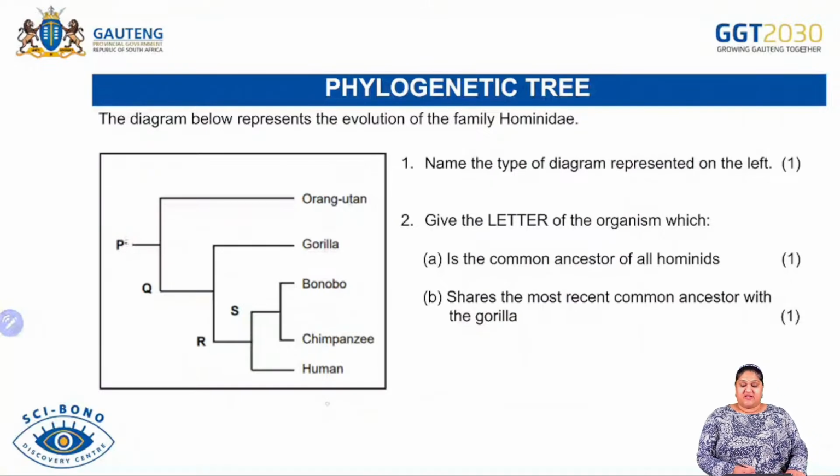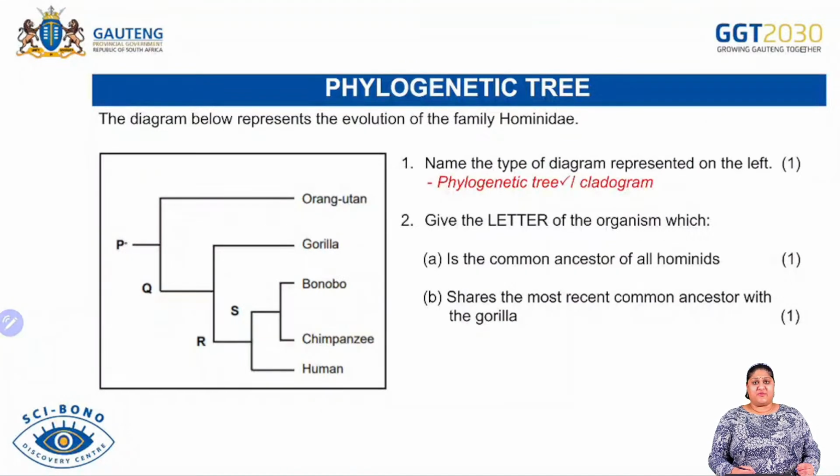Now this question is almost always asked, okay? What type of diagram is represented here? And the answer is a phylogenetic tree. Not a phylogenic tree, right? Not a pedigree. It is a phylogenetic tree. You need to make sure that you get the spelling correct for this one, otherwise you are not going to get the mark. Sometimes we even see dihybrid cross here. It is not. It is a phylogenetic tree.